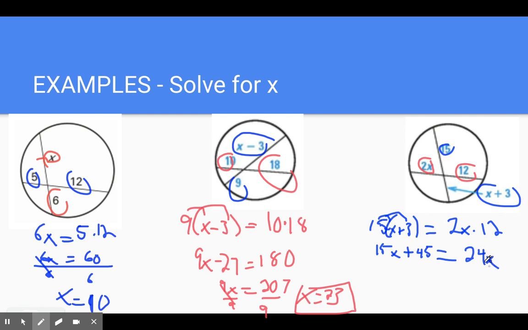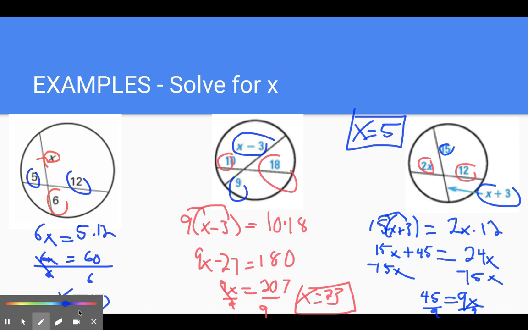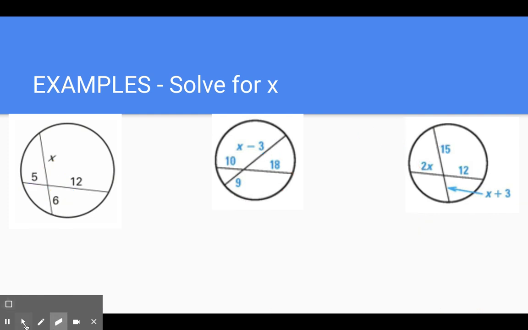Now we got to combine like terms. That means we subtract 15x from both sides. 24x minus 15x leaves you with 9x. So that means you have 45 is equal to 9x. Divide both sides by 9. I'm running out of room, but 45 divided by 9 comes out to x is equal to 5. That's how you do all of these. You just multiply the lengths of the same chord to each other and set them equal to the other one.